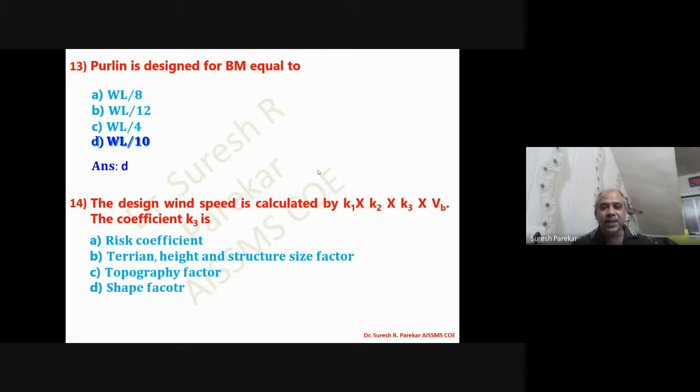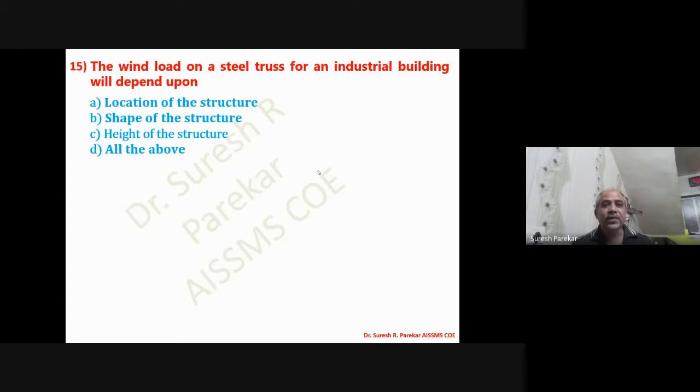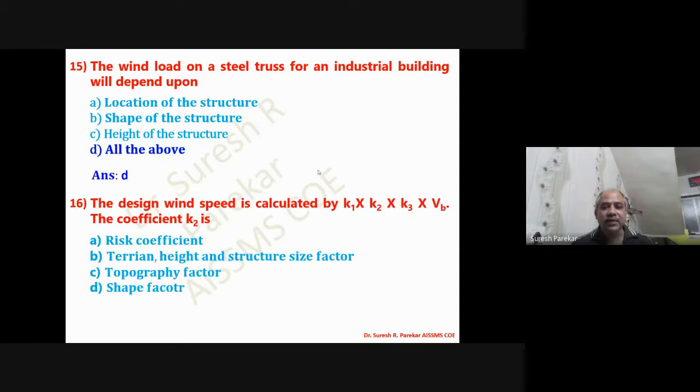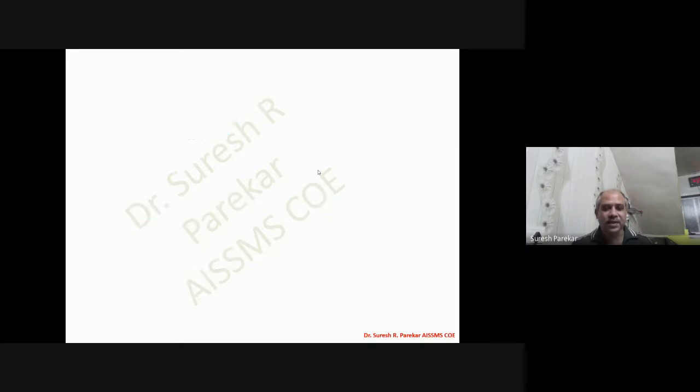Now the design wind speed is calculated. We have this formula, and K3 is the topography factor. The wind load on a steel truss for an industrial building will depend upon location of the structure, shape of the structure, height of the structure, and all the above. Again the design wind speed is calculated, only the coefficient K2 is terrain, height, and structure size factor. So above question you can see from this.